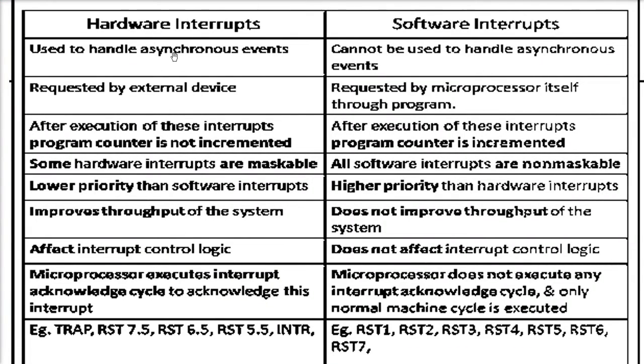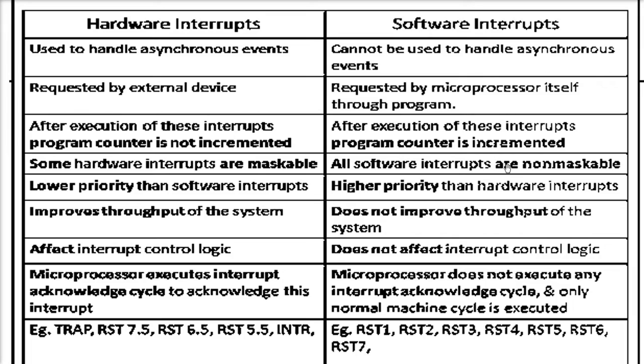Hardware interrupts are used to handle asynchronous events, that is, events which are not synchronous; they can happen anytime. Software interrupts cannot be used to handle asynchronous events. Hardware interrupts are requested by the peripheral or external device. Software interrupts are requested by the microprocessor itself, through certain programs, code or instructions. After execution of a hardware interrupt, the program counter is not incremented, while after a software interrupt, the program counter is incremented.